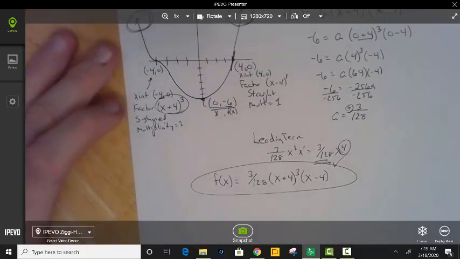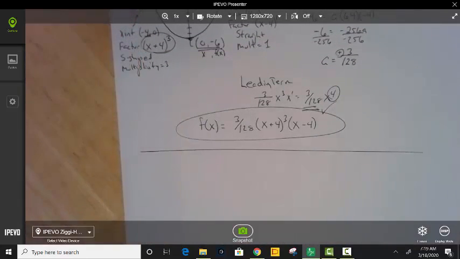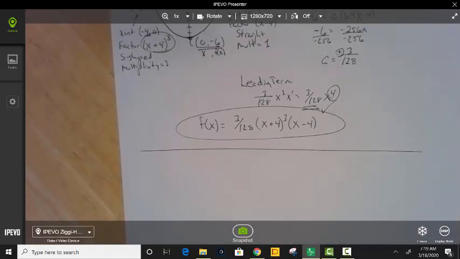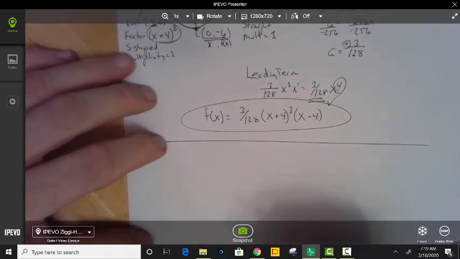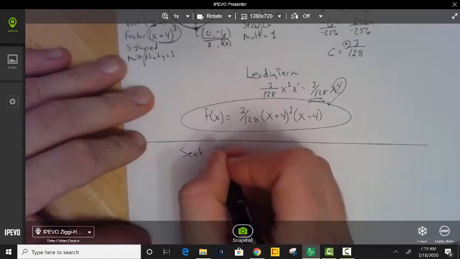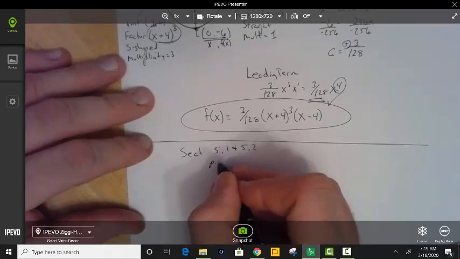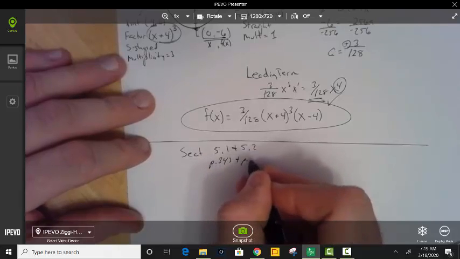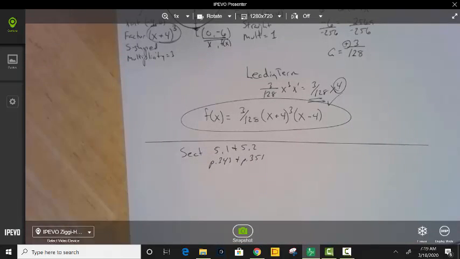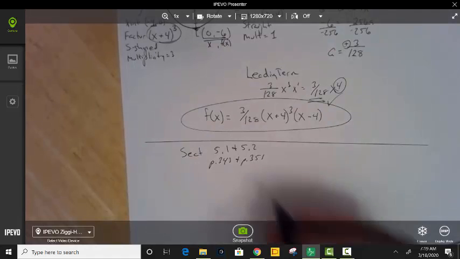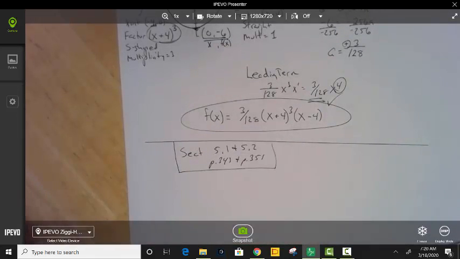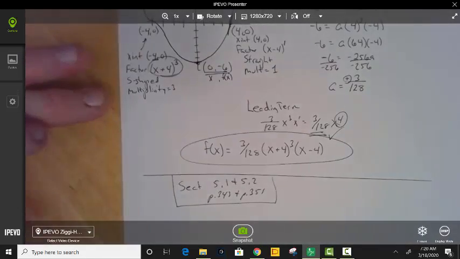Alrighty, guys, we're going to call it there for today. This should give you enough information to do sections 5.1 and 5.2, which are on page 343 and page 351 respectively. So try these problems, email me if you have questions. I'll get the next video posted probably in the next day or two, but for right now this should get you going on the polynomial assignment.